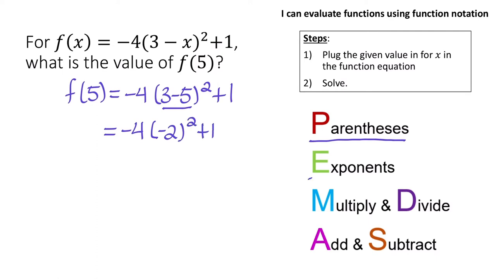Now we're going to work with the exponents. So we're going to do this negative 2 squared. Well, I'm going to make a note about this. This negative 2 squared. Remember that squaring a number is multiplying that number times itself. So negative 2 squared is negative 2 times negative 2. And that is positive 4.